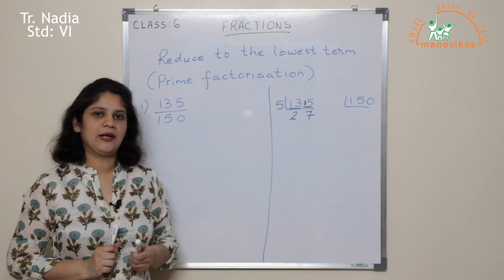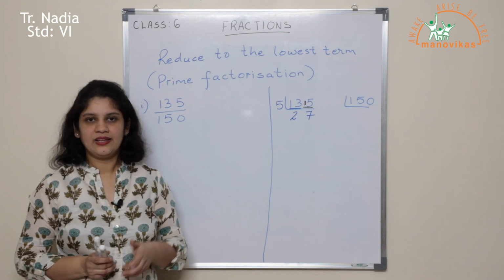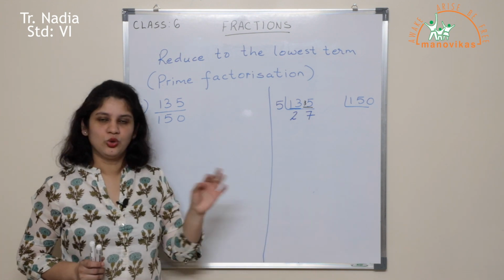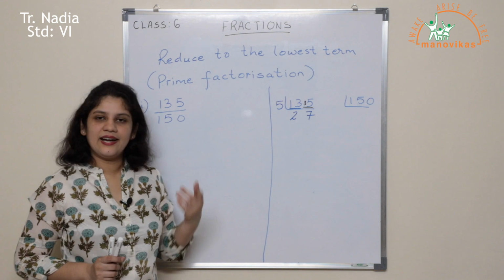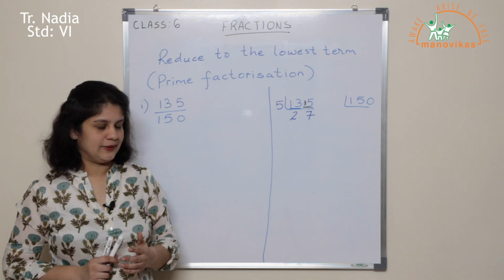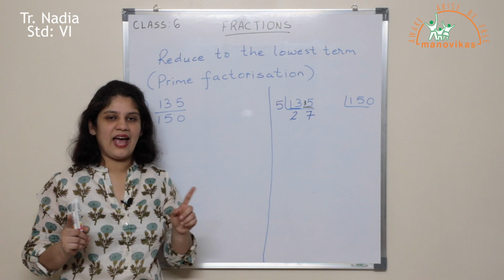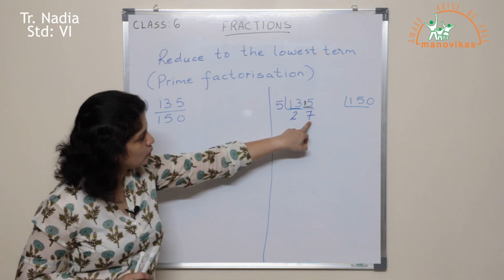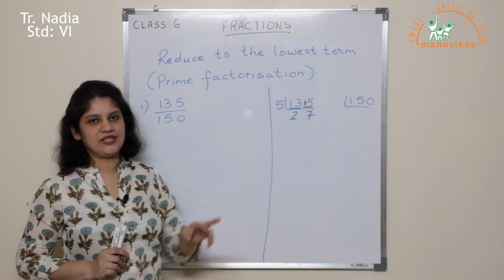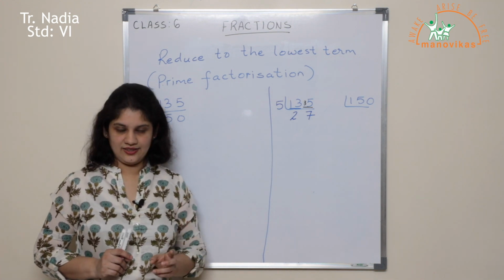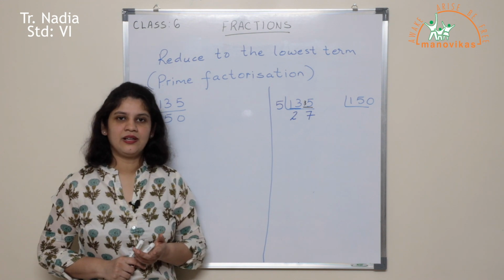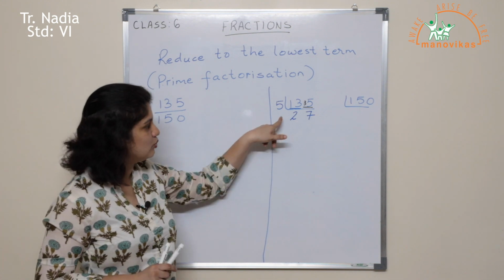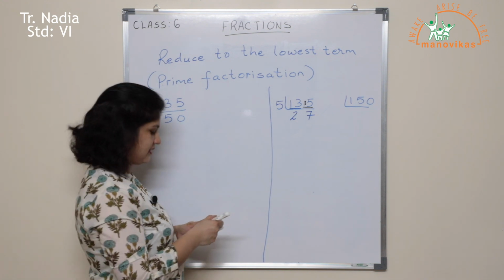Now which prime number will I make use of to divide 27? It is an odd number ending with 7, so I cannot make use of 2. 2 is only meant for even numbers. Let us check if I can make use of 3. Now how do we check for 3? We add the digits and find out what is the sum. So the digits are 2 and 7. If I add 2 and 7, the total is 9. Does 9 come in the 3 times table? Yes, 9 does come in the 3 times table. So I can make use of 3 to divide 27.